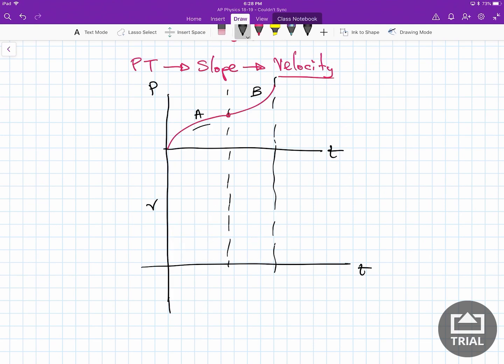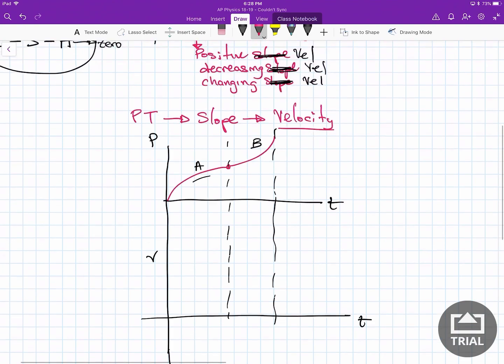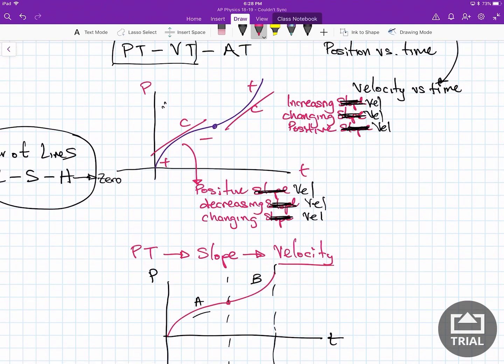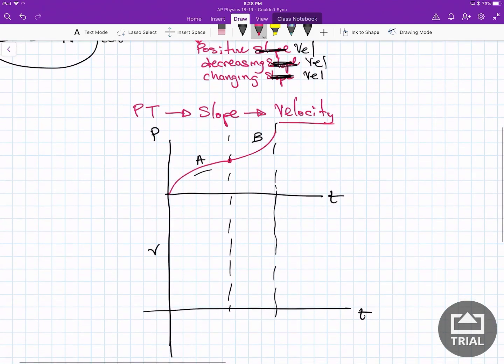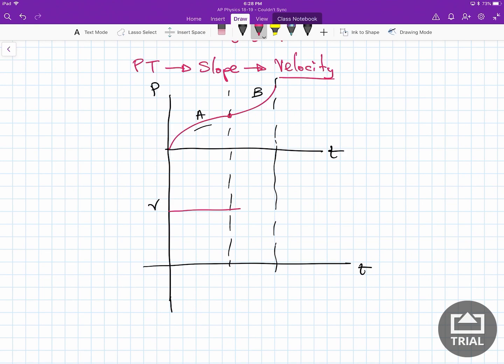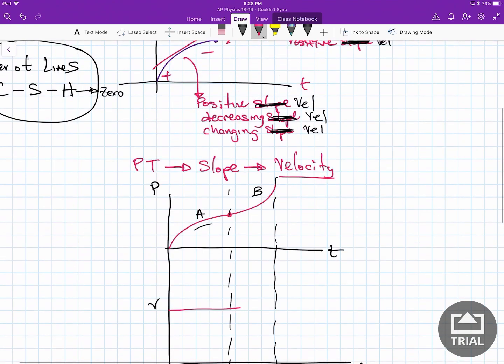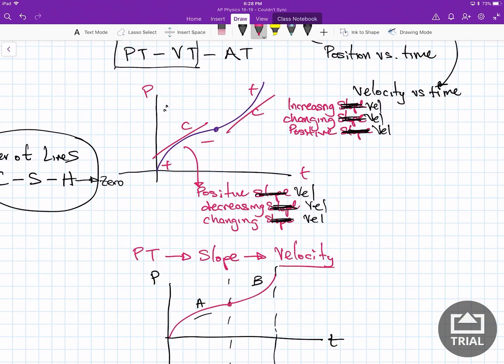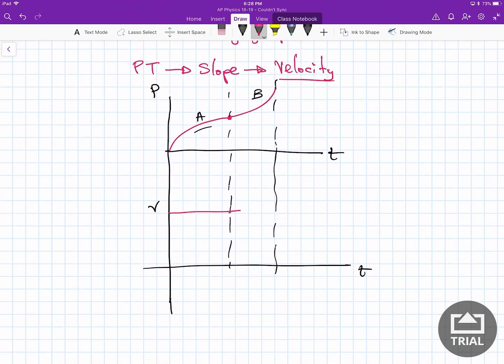So with that in mind, let's begin to draw them. Now we said that this one was positive velocity, decreasing velocity, and changing velocity. Now positive velocity, guys, means that it has to be here on the top, not on the bottom. And this one is also positive velocity, changing velocity, and increasing velocity. So we know that both of them are going to happen on the bottom. So nothing is happening here.